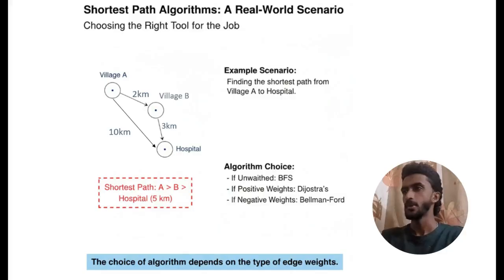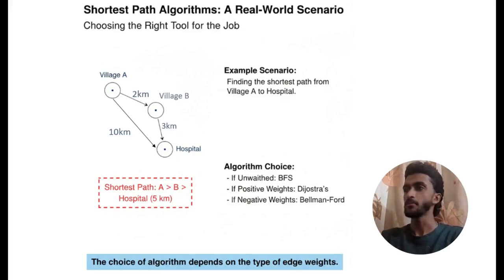Another example: village A to village B is 2 kilometers. Village B to the hospital is 3 kilometers. Village A to the hospital is 10 kilometers. The shortest path from village A to the hospital is village A to village B and then the hospital, with a 5 kilometer cost.